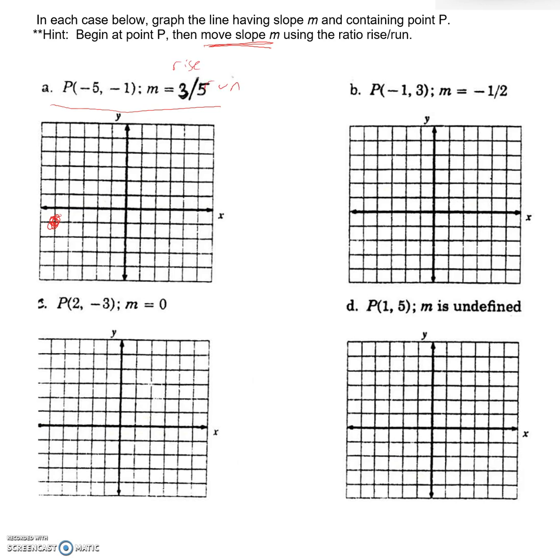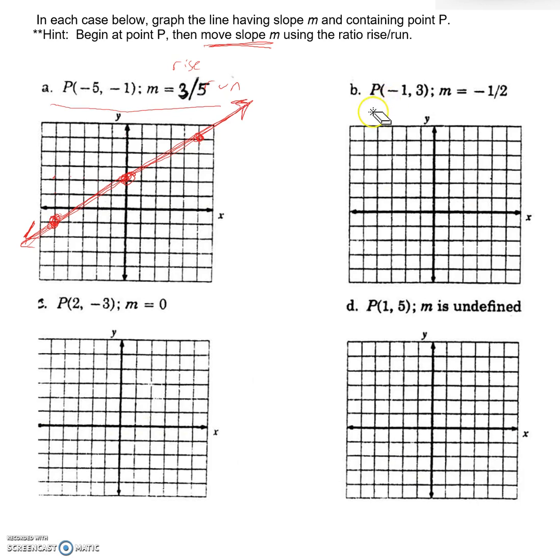That means that the 3 is the rise, 1, 2, 3 up, and 5 is the run, 1, 2, 3, 4, 5 over to get to the next point. We can do this again and go 3 up and 1, 2, 3, 4, 5 over. Really, even 2 points using a straight edge is enough, but 3 points certainly gives us a better idea of the line. And using a ruler, we connect it, and that's how we graph our line.